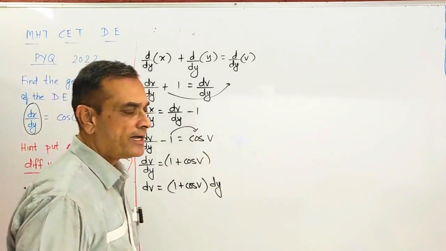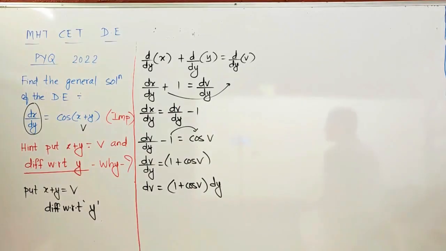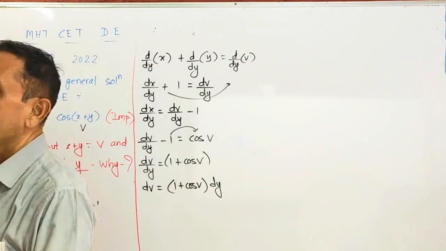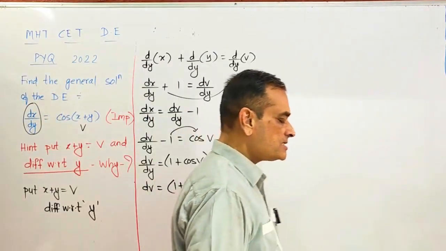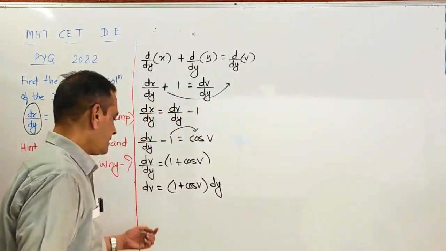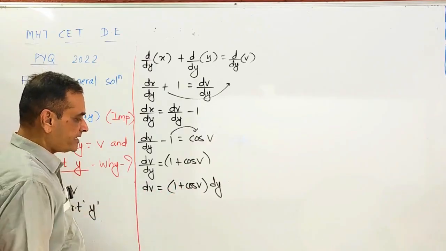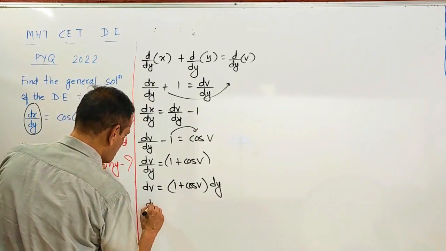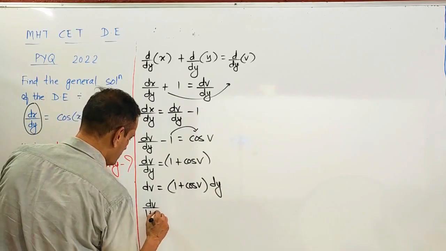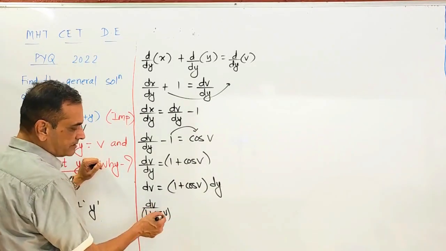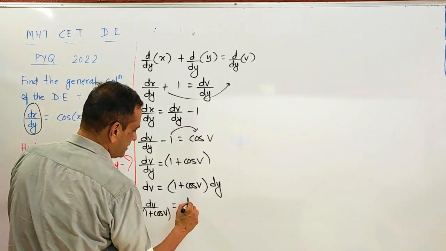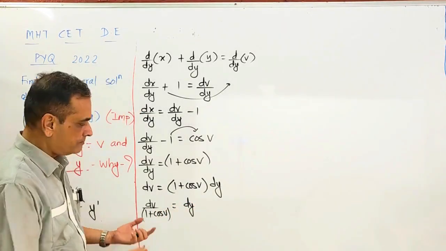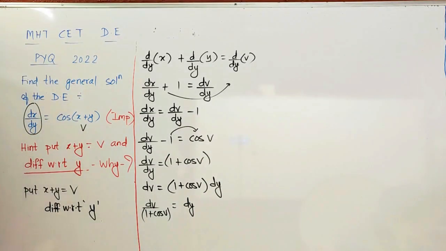Remember, dv and dy, like dv and dx, all these things should be in the numerator, then only you can integrate both sides. But before integration, along with dv we need the terms of v, and along with dy the terms of y, but there is no y term. So dv upon 1 plus cos v is equal to dy. Now we can integrate both sides.